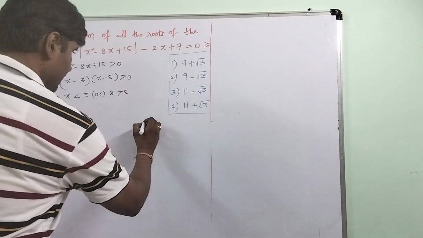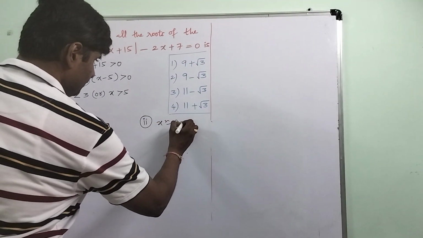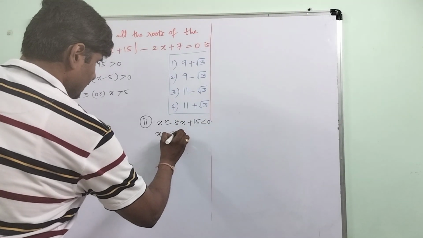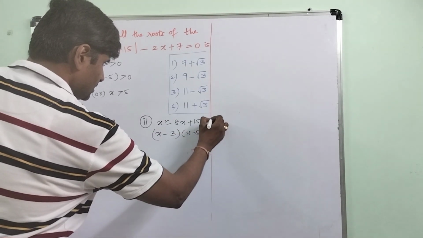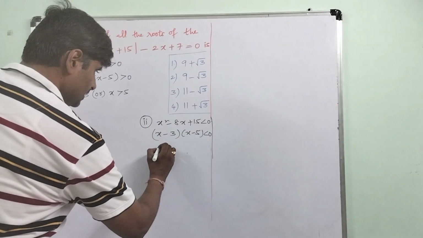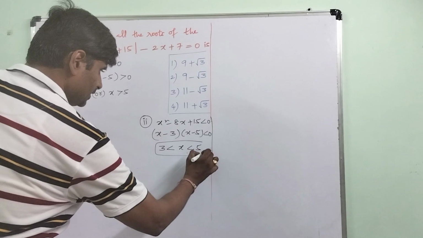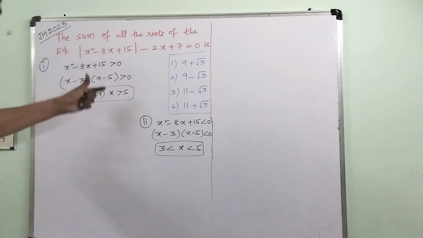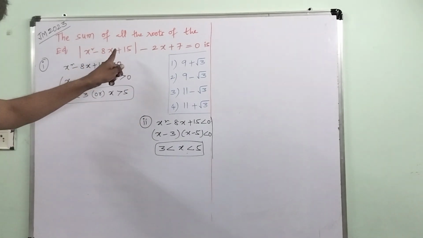Now let us take second case. In this same expression, let me take it as a negative. So product of factors x minus 3 into x minus 5 less than 0. Okay, so now here x lies in between 3 and 5. So these two are the ranges for these two cases. Let us go for solving this expression by taking positive ones and negative ones.